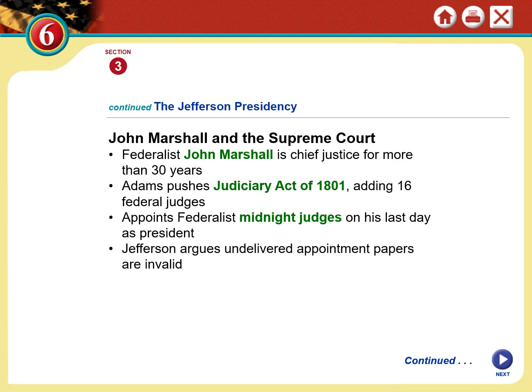Federalists are losing their jobs, they're losing influence, and in fact, the Federalist Chief Justice of the Supreme Court, John Marshall, had served for more than 30 years as the head of our judicial branch. On John Adams' last day as president, he pushed through Congress a law called the Judiciary Act of 1801.